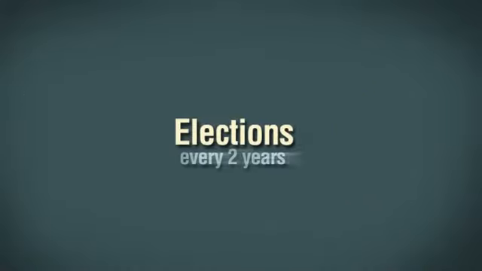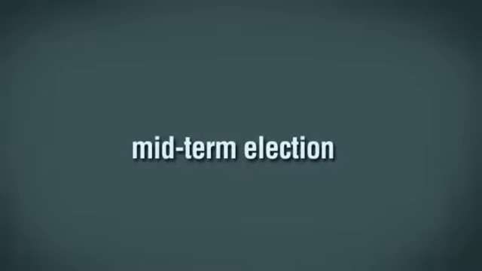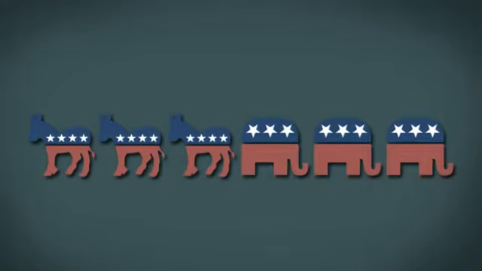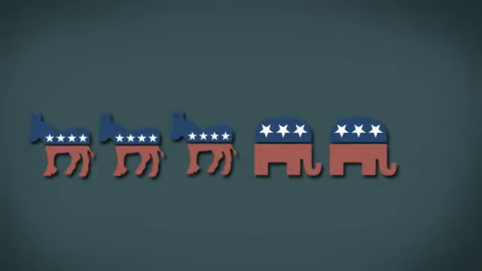However, with elections held every 2 years, there's always a midterm election in the middle of a president's time in office. If the public thinks that the president's not doing a great job, they can vote in more members of the opposition party, making it more difficult for the president to pass laws.